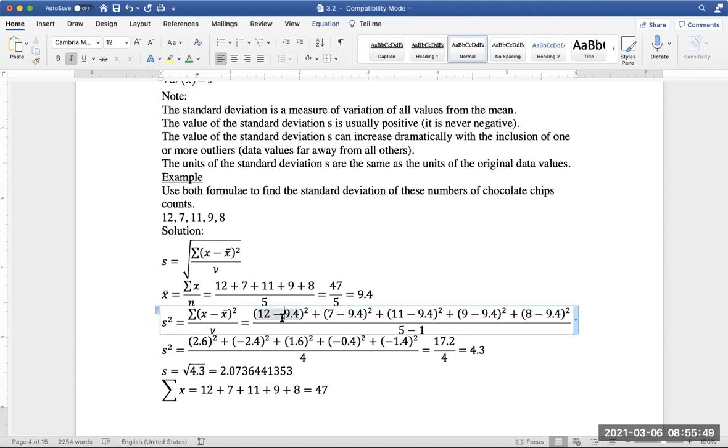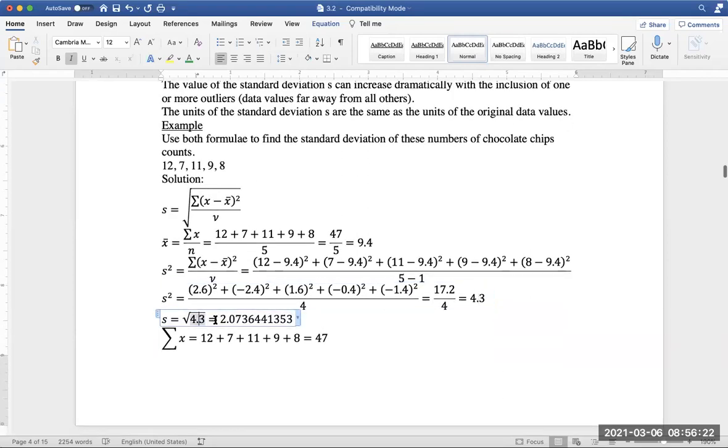12 minus 9.4 is 2.6, square that. 7 minus 9.4, negative 2.4, square that. 11 minus 9.4, 1.6, square that. 9 minus 9.4, negative 0.4, square that. 8 minus 9.4, negative 1.4, square that. Add them up, get 17.2, divide that by 4, you get 4.3, take the square root of that, you get 2.0736441353.